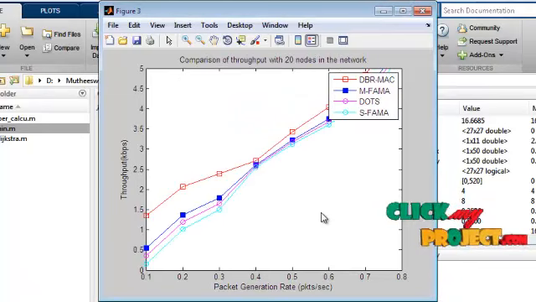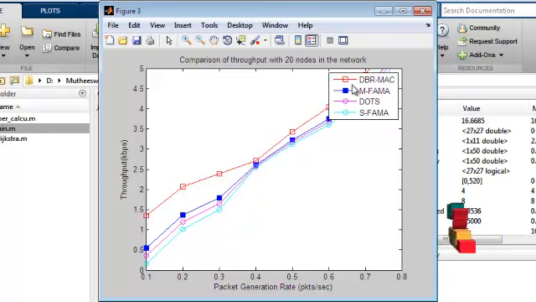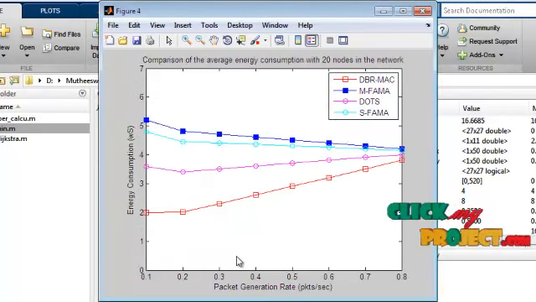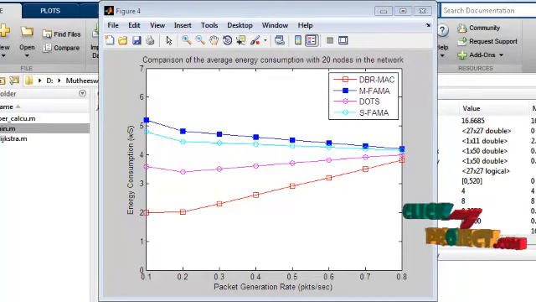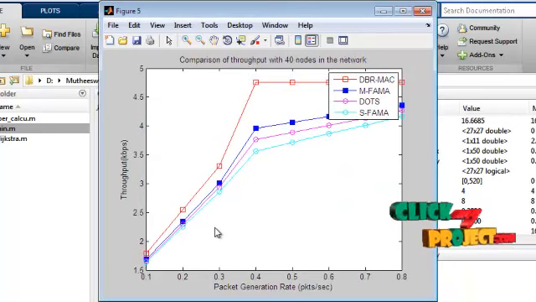This is the throughput graph, varying the packet generation rate. Here we deploy 20 nodes. Here we compare the DBR-MAC algorithm with the existing algorithm, and this is the energy consumption graph varying the packet generation rate. Here we deploy 20 nodes and compare with the existing methodology, and this is the throughput graph.